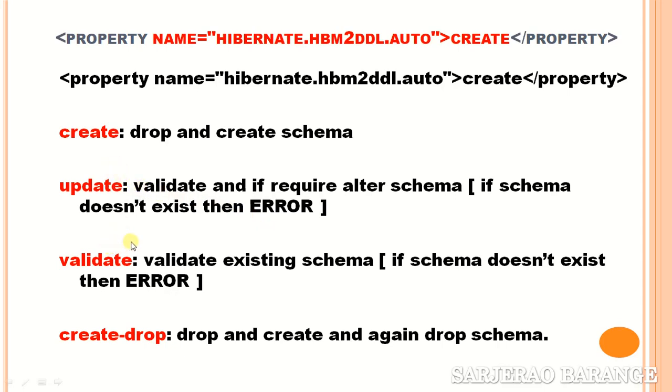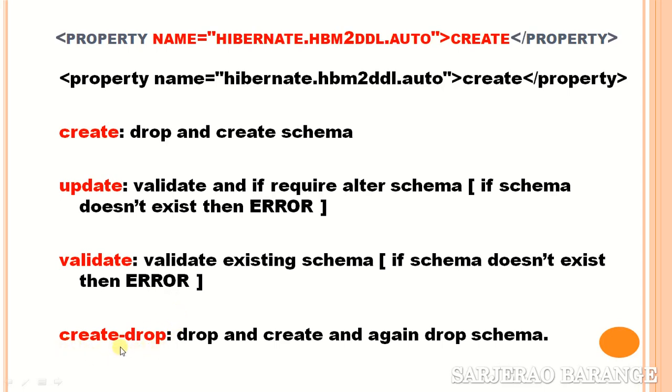Now the next value you can specify is validate. In the validate, what happens is it will just validate the existing schema, means whether the table schema you have given in the Hibernate application is the same as the schema that is in the database or not. If the Hibernate schema and the database schema are not the same, then an error will be shown. In case they are the same, then that particular schema will be used in your Hibernate application. Here the new tables won't be created or any alter command won't be executed by Hibernate.